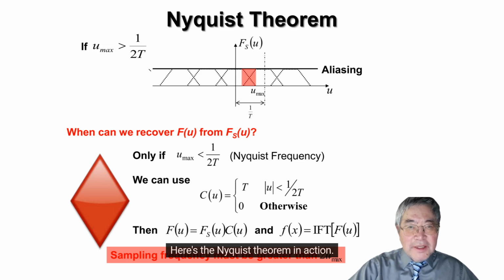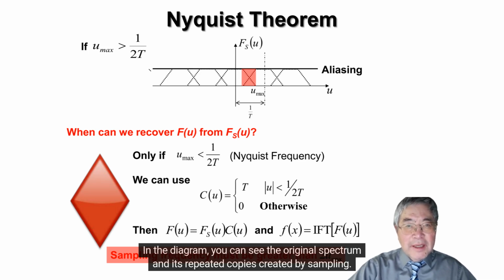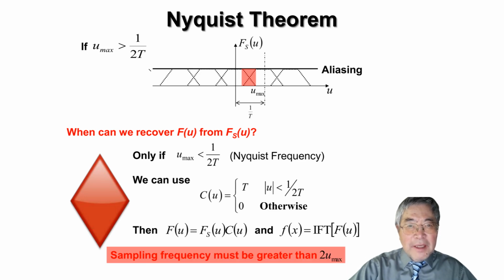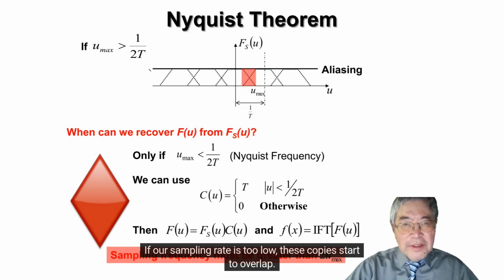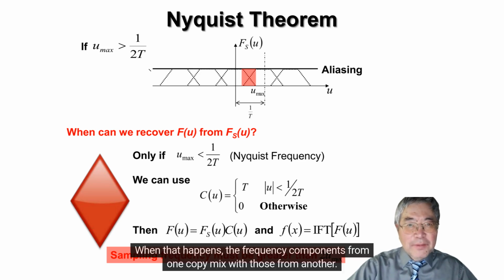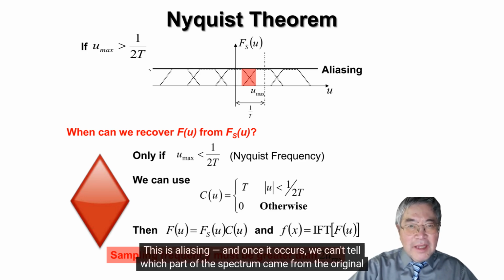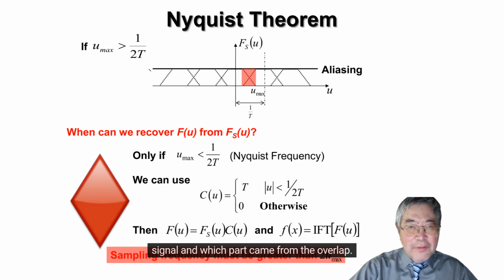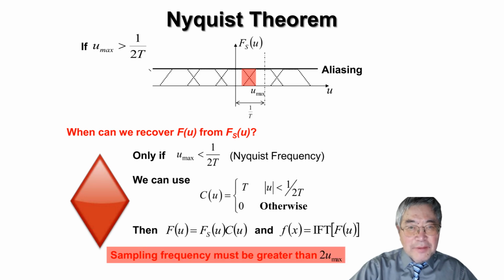Here's the Nyquist theorem in action. In the diagram, you can see the original spectrum and its repeated copies created by sampling. If our sampling rate is too low, these copies start to overlap. When that happens, the frequency components from one copy mix with those from another. This is aliasing, and once it occurs, we can't tell which part of the spectrum came from the original signal and which part came from the overlap.